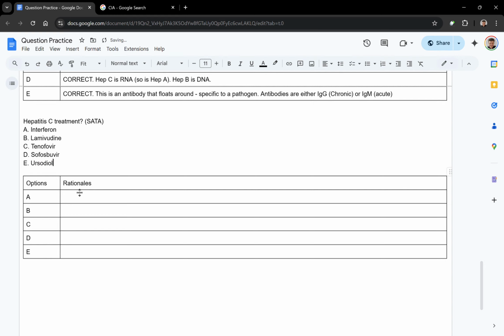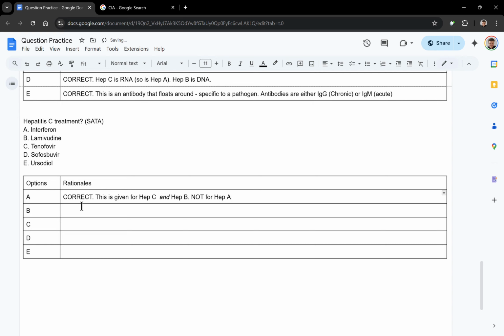Ursodiol. Okay, so let's go through it. A, interferon. That is true. You do want to look at static questions, true, false. So that is a true statement: interferon is correct. This is given for Hep C and which other one? Hep B. It's not for Hep A.